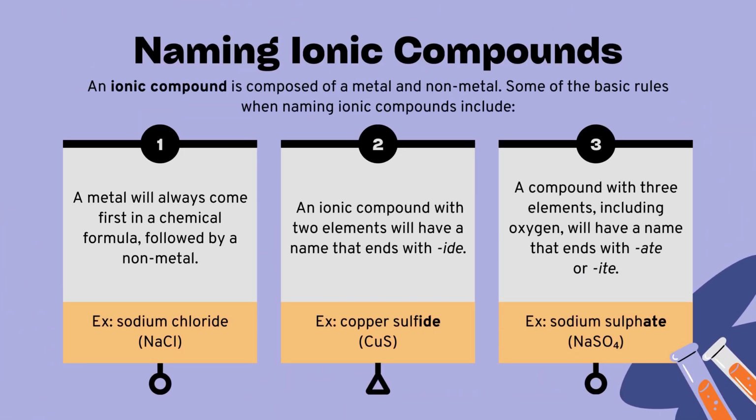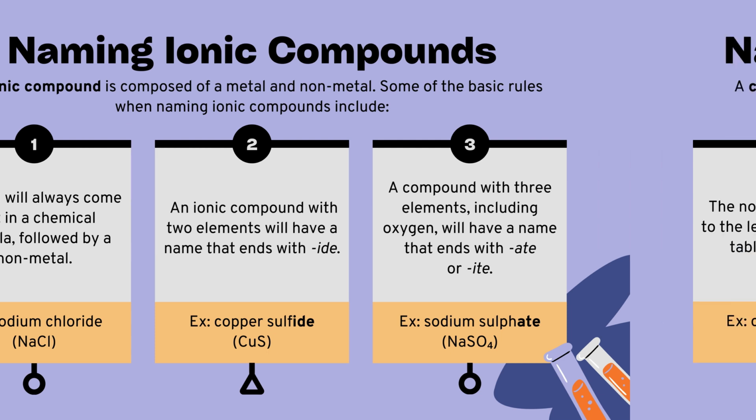Naming ionic compounds. An ionic compound is composed of a metal and nonmetal. Some of the basic rules when naming ionic compounds include: a metal will always come first in a chemical formula, followed by a nonmetal. For example, sodium chloride. An ionic compound with two elements will have a name that ends with "ide." For example, copper sulfide. A compound with three elements, including oxygen, will have a name that ends with "ate" or "ite." For example, sodium sulfate.